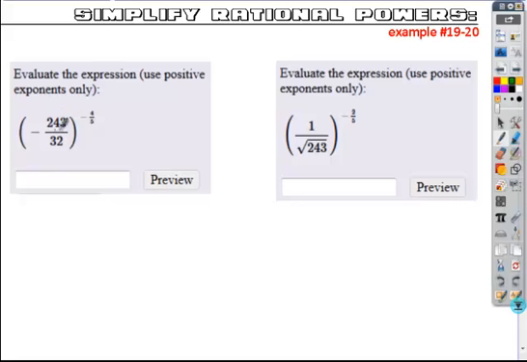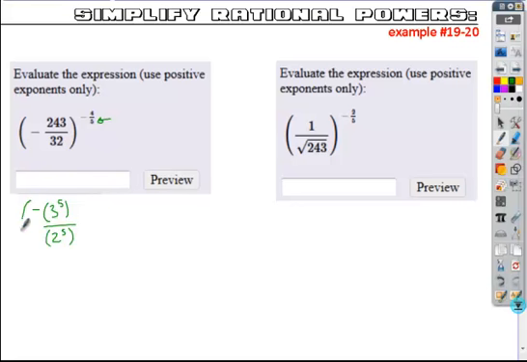Okay, so when I look at 243 and 32, I get a hint here. I see that my denominator, my index, is going to be 5. And so I know I'm dealing with powers of 5. So 243 is 3 to the 5th. So if I think of that as negative 3 to the 5th over, and 32 is 2 to the 5th.